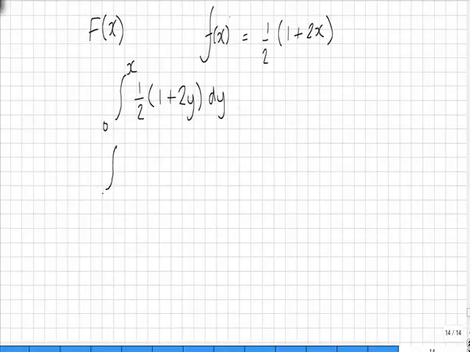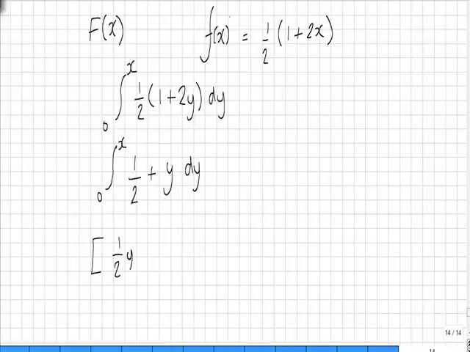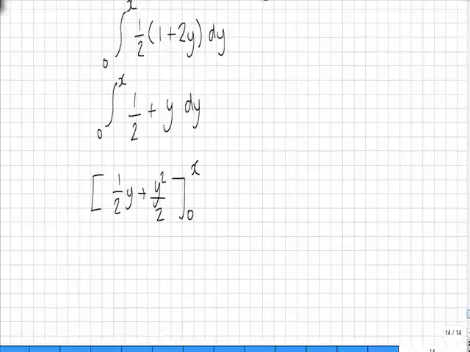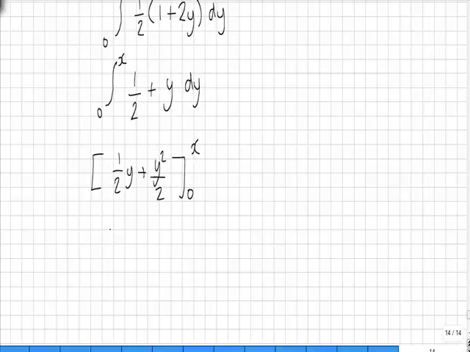If we expand the bracket just to get individual terms, you'll see that we get a half plus y, dy. Integrating, we're going to get a half y plus y squared upon 2 between 0 and x. Substituting x in, we're going to get x over 2 plus x squared over 2.